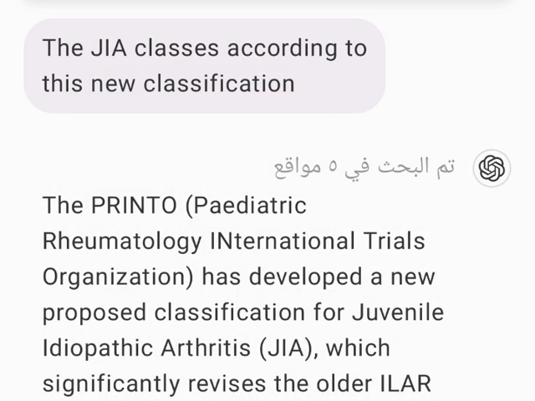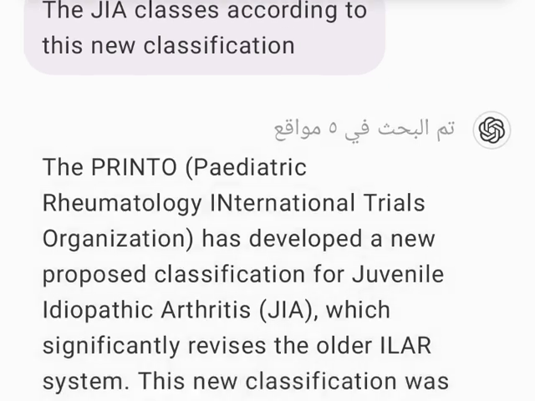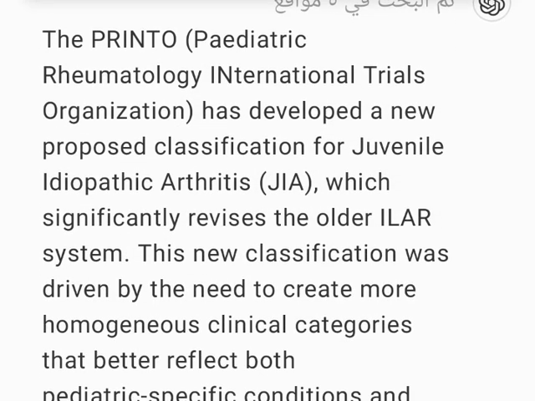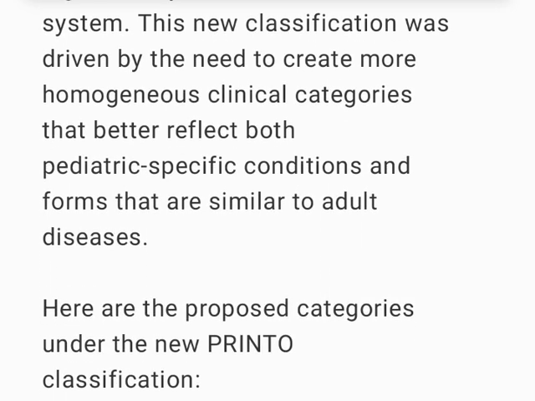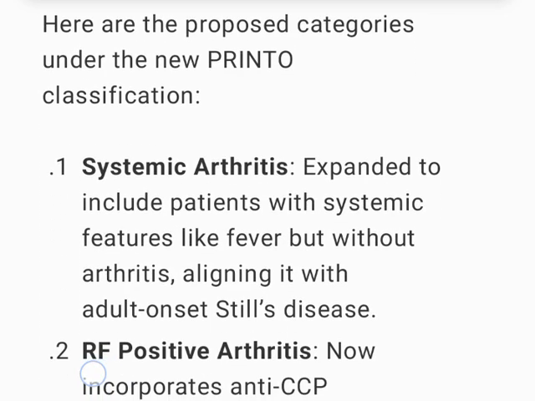The PRINTO, Pediatric Rheumatology International Trials Organization, has developed a new proposed classification for juvenile idiopathic arthritis, JIA, which significantly revises the older ILAR system. This new classification was driven by the need to create more homogeneous clinical categories that better reflect both pediatric-specific conditions and forms that are similar to adult diseases. Here are the proposed categories under the new PRINTO classification.